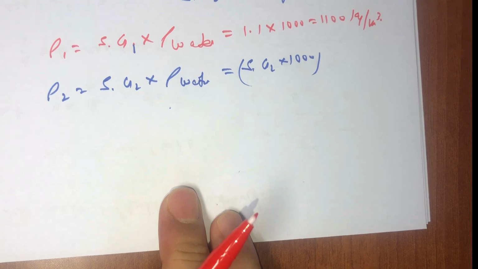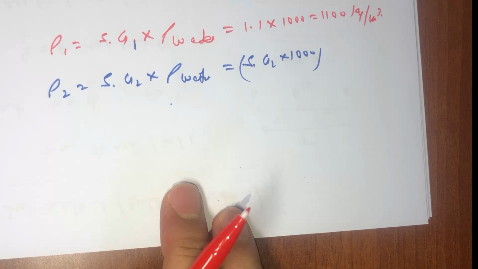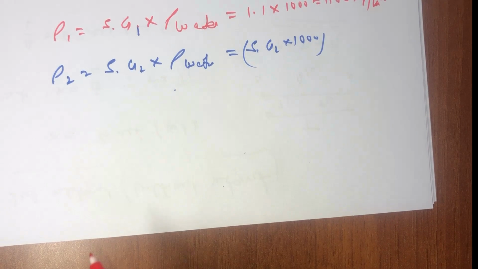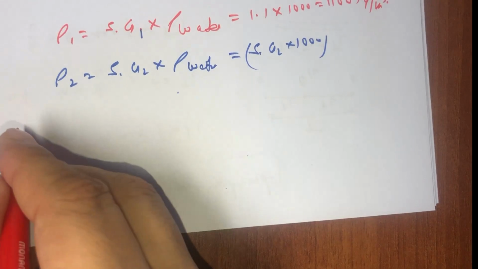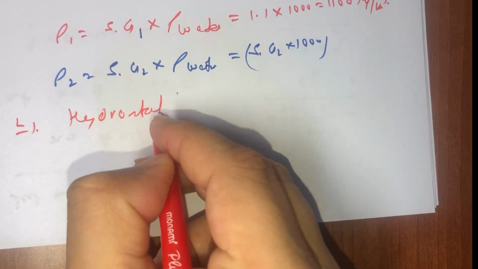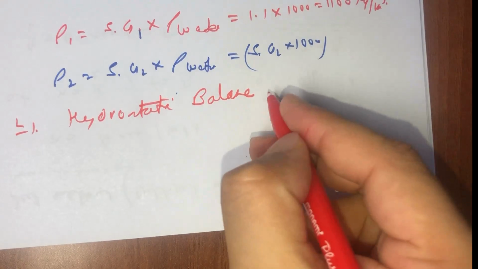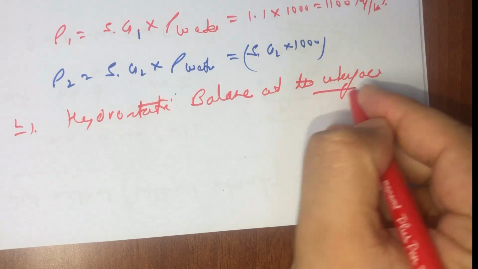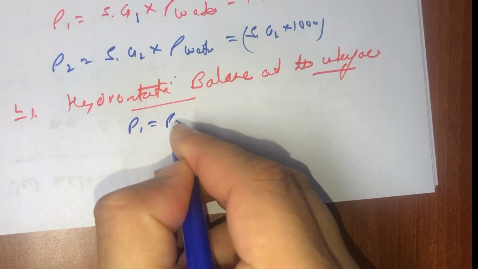Now we are going to use two parts: we assume the hydrostatic balance at the interface in the first part, and in the second part we are going to solve the same thing by using the hydrostatic pressure being the same at the same level. So we say hydrostatic balance at the interface. So it means P1 is equal to P2.